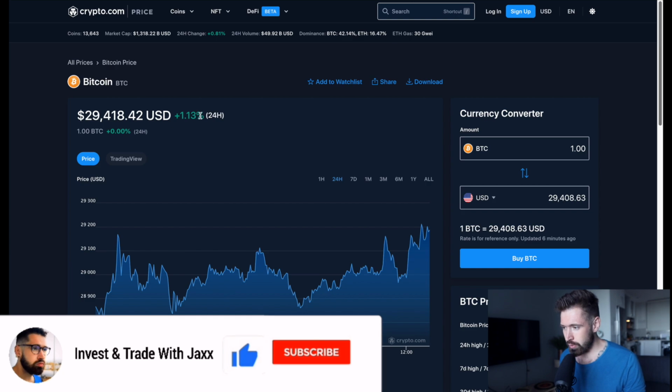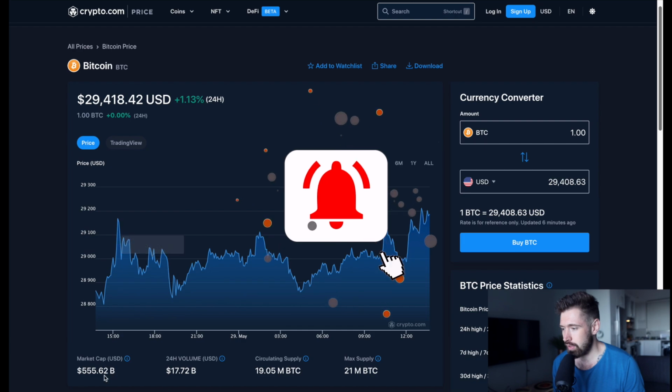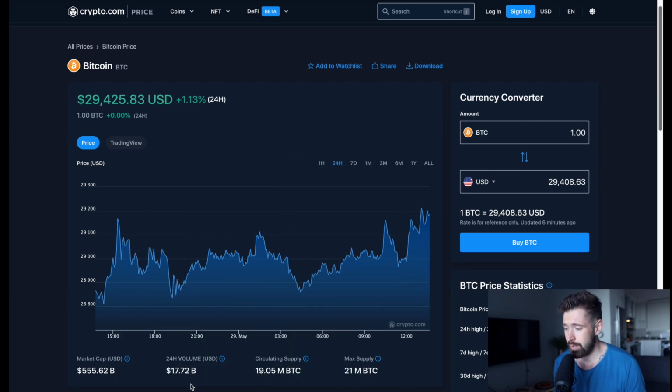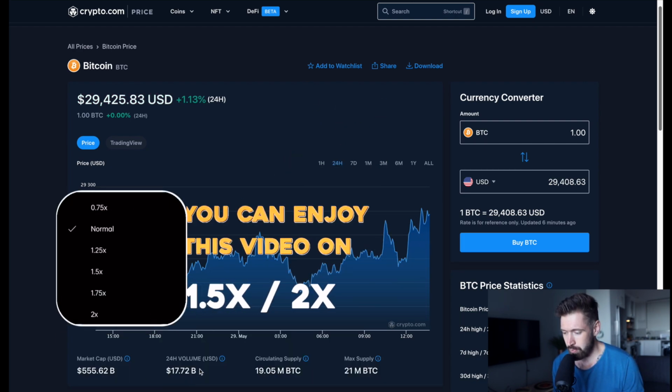We're going to go over Bitcoin. Currently, we're sitting at 29,418, up about 1.13% on the day. We're sitting at a market cap of 555 billion, with 24-hour volume of 17.72 billion.